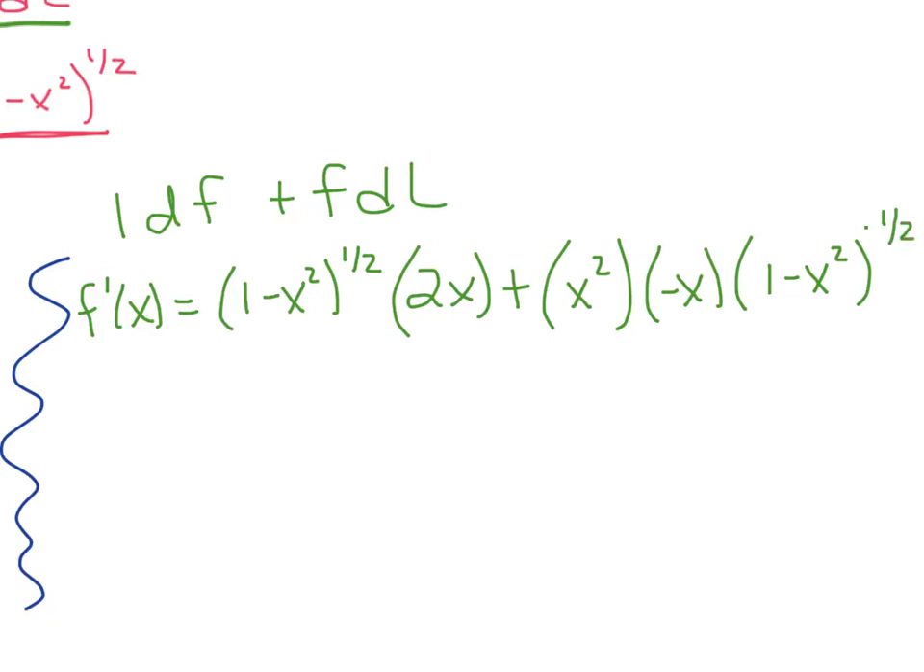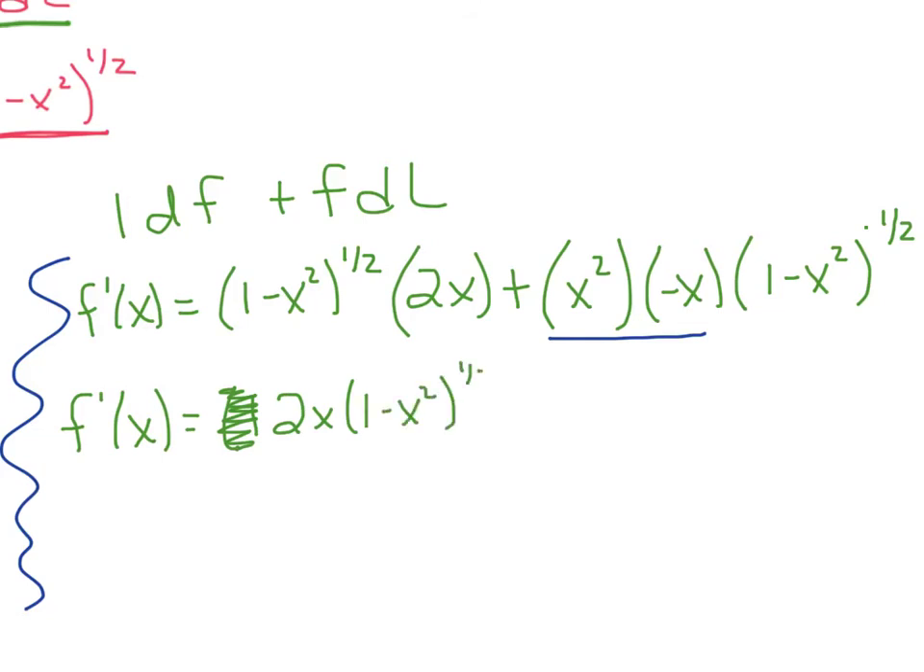Okay, this is where that little trick is going to come into play. Well, first let me go through and clean it up. Let me multiply those terms right there. All right, so real fast, f prime of x equals 2x parentheses 1 minus x squared to the 1/2 minus x cubed 1 minus x squared to the negative 1/2. Okay, as we can see, we have 1 minus x squared here and 1 minus x squared there.